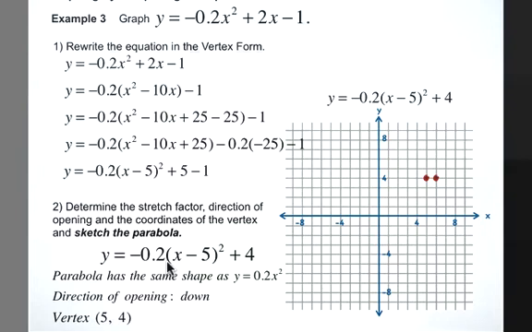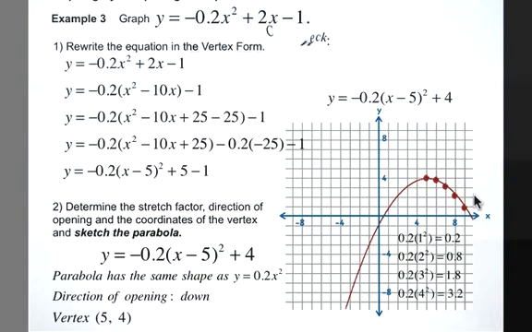We'll go over 1 and down 0.2 because 1 squared times 0.2 is 0.2. We'll go over 2 and down 0.8. We'll go over 3 and down 1.8. Over 4 and down 3.2. So we're making these steps and completing our parabola.